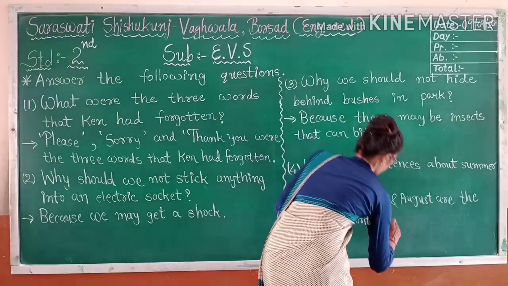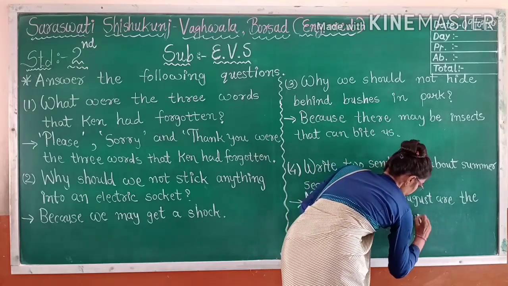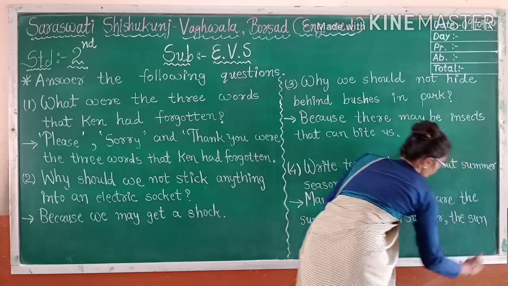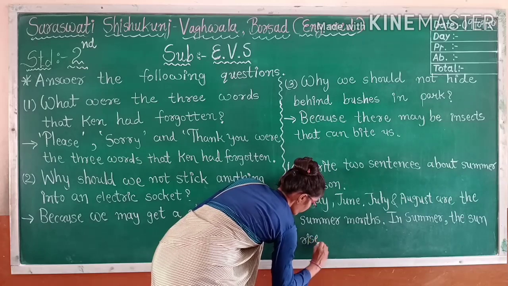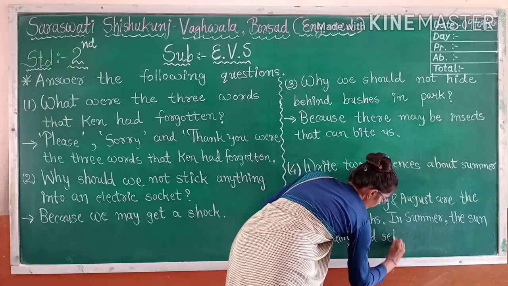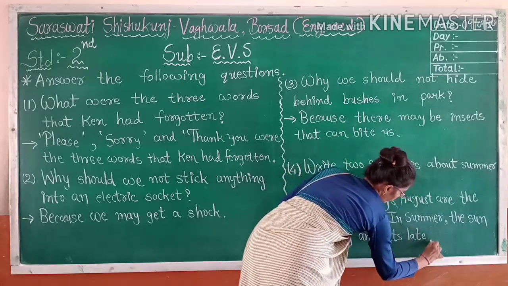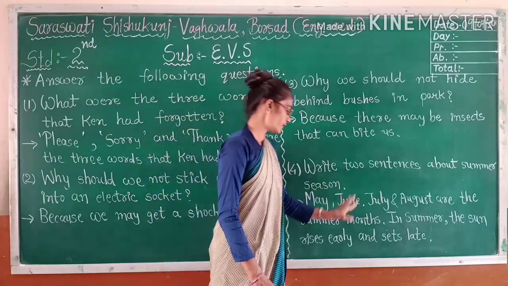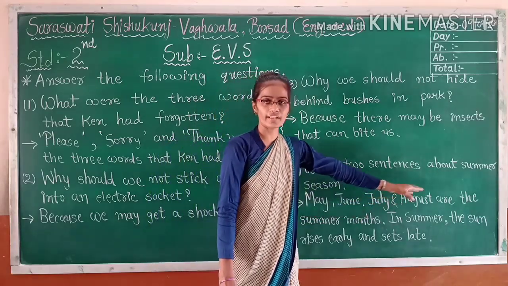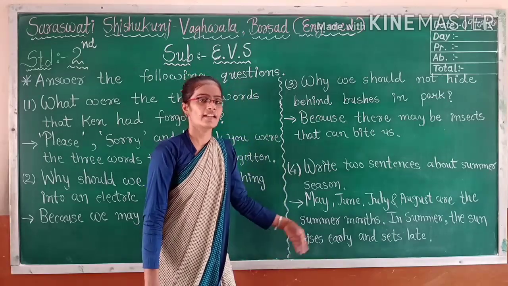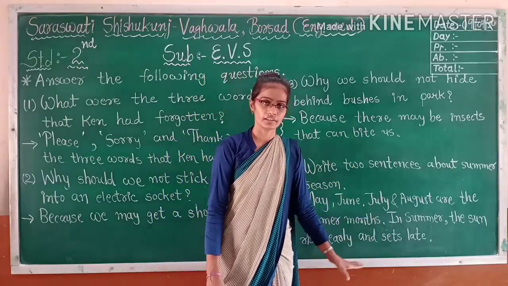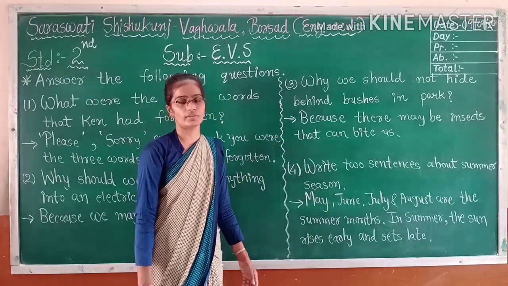Then after, in summer, the sun rises early and sets late. So here I have written 2 sentences regarding the summer season: May, June, July and August are the summer months in India, and in the summer season, the sun rises early and sets very late. Now let's read the next question.